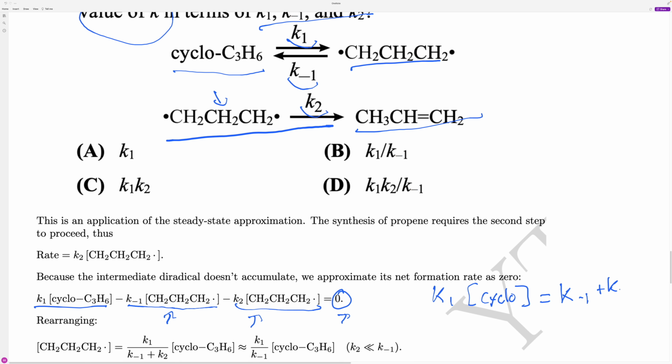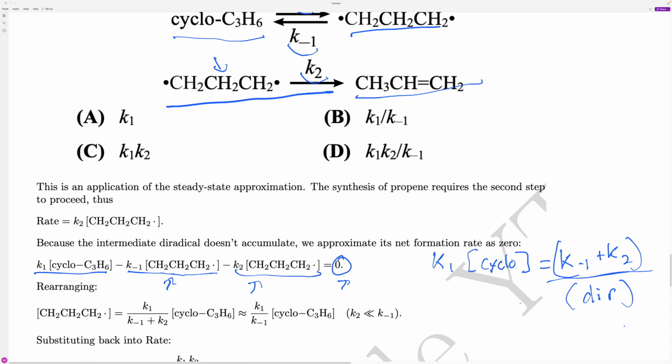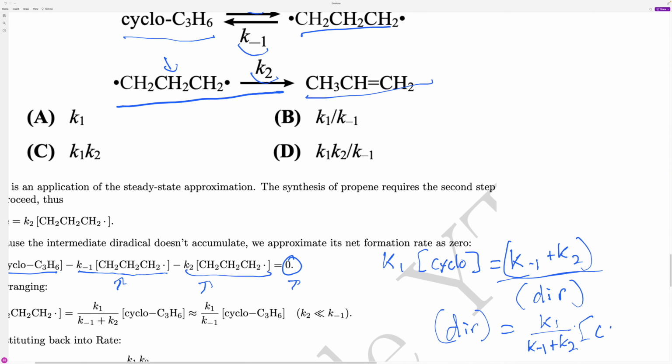K-1 plus K2, and that's multiplied by our diradical. I'm going to write diradical as dir for shorthand. So if we want to find the concentration of this diradical, because that's what we have in our initial rate law, we're just going to divide both sides by this. So we're going to get our diradical concentration is equal to K1 over K-1 plus K2 of cyclo.